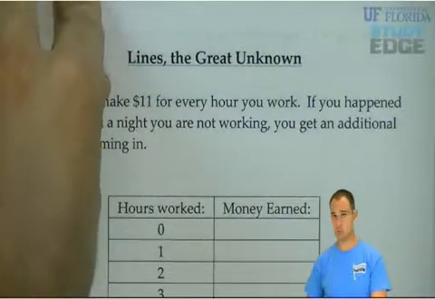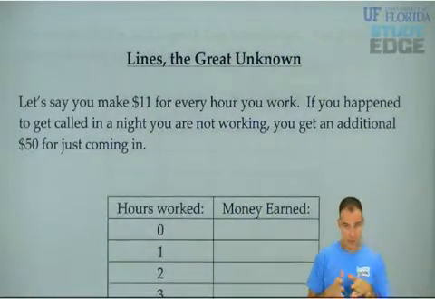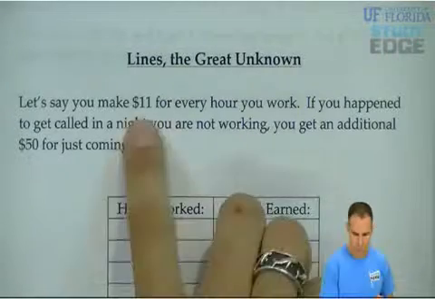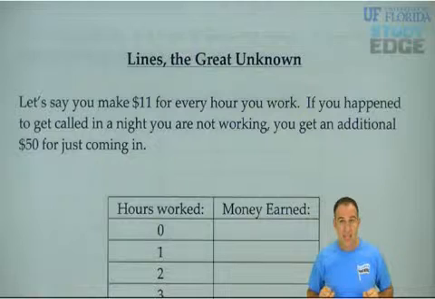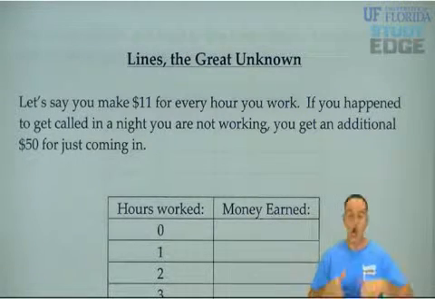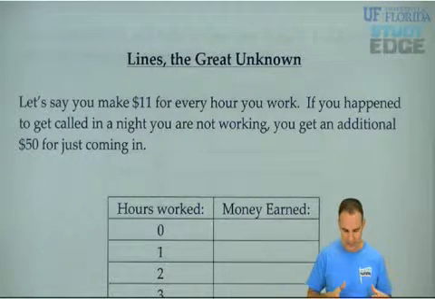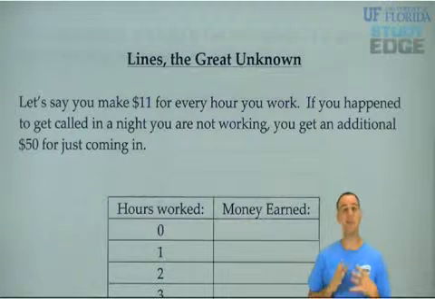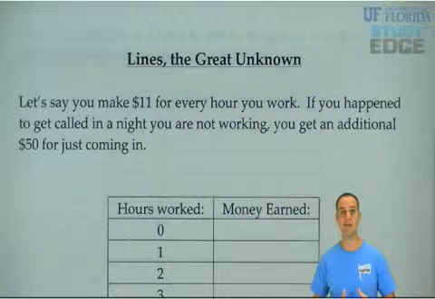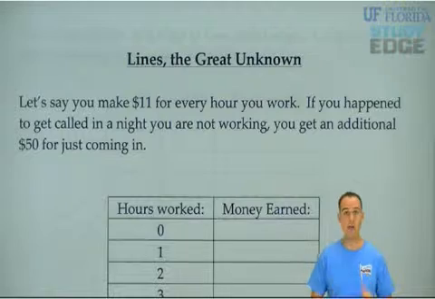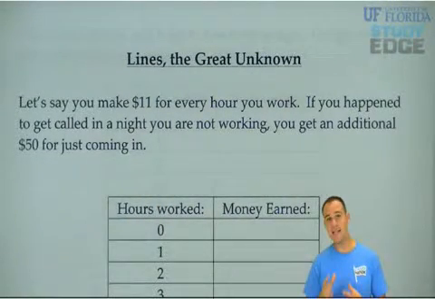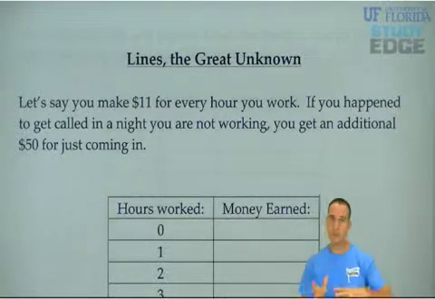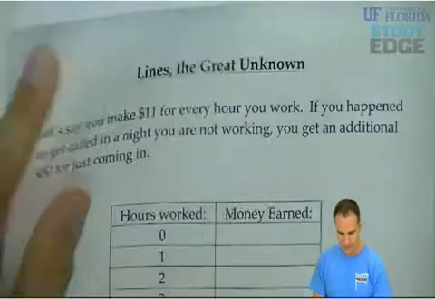Lines, the great unknown. So consider the following. Let's say you make $11 every hour you work. If you happen to get called in on a night that you're not working, you get an additional $50 for just coming in. So basically, I want to know, after how many hours you worked, how much money did you earn? That's the relationship here. Hours worked, money earned.